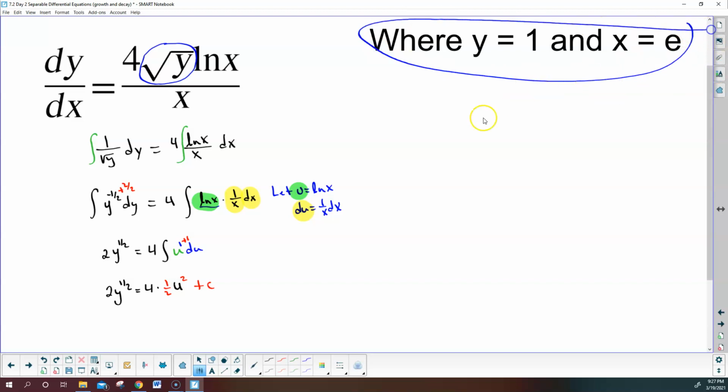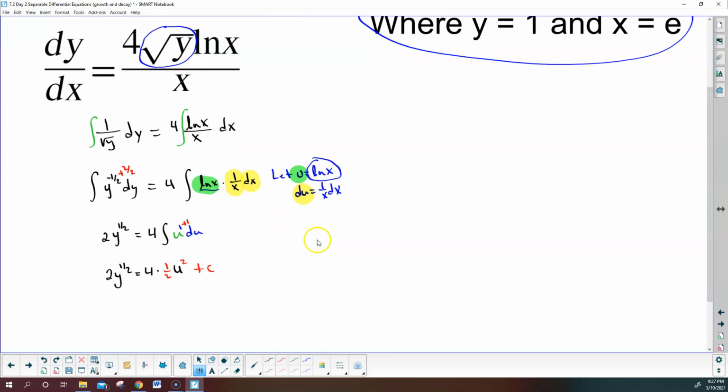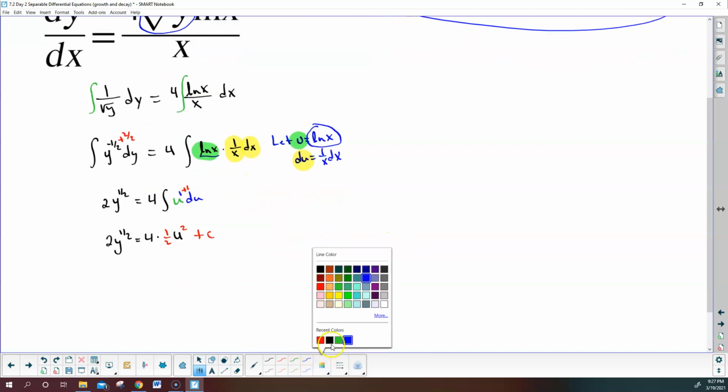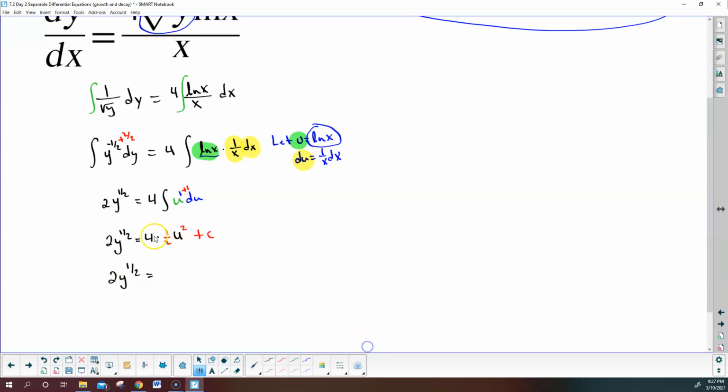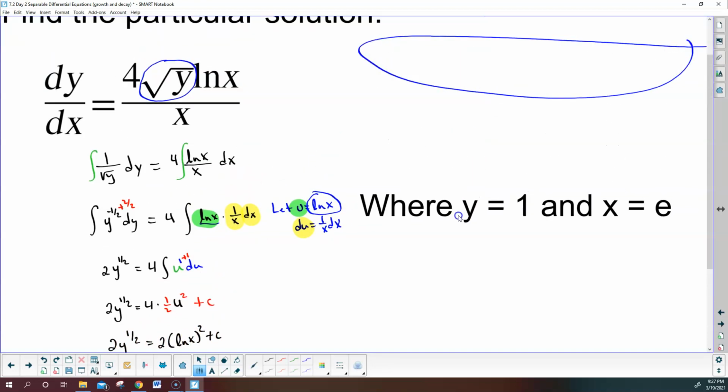Notice, as soon as we get that plus c to appear, I'm going to go to my initial condition, and we're going to plug that in. I should actually replace, I almost jumped the gun, I should replace u with the natural log of x first. So let's do that. And as I'm writing this, 4 times 1/2 is 2, so we can clean that up. And then the u is going to be replaced by the natural log of x. So now I'm going to plug in my initial condition.